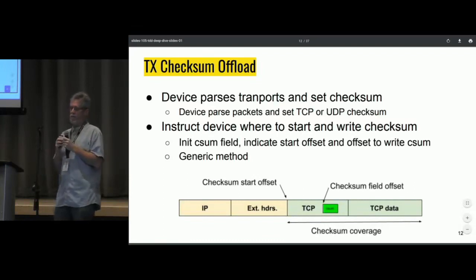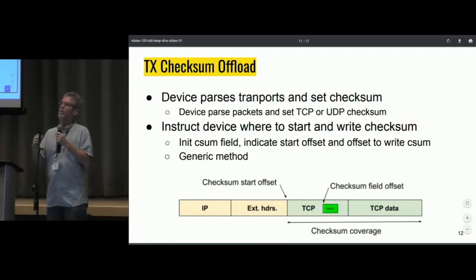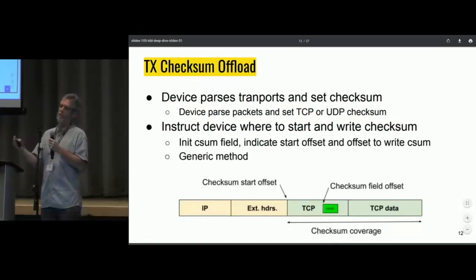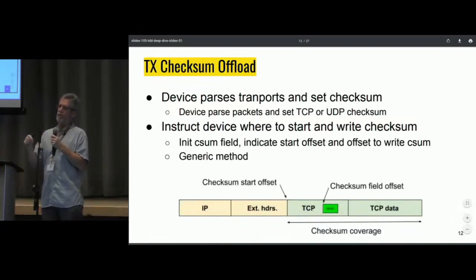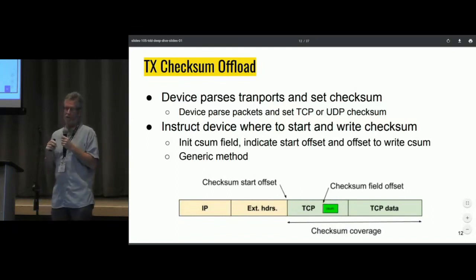The more generic method is for the host to indicate in instructions exactly how to do the checksum. So it provides two pieces of information to the device. One is where the checksum starts, the starting offset in the packet, and the other is the offset to write the checksum, which would typically be the checksum field of TCP, for instance, and then the start would be the offset of the TCP header.